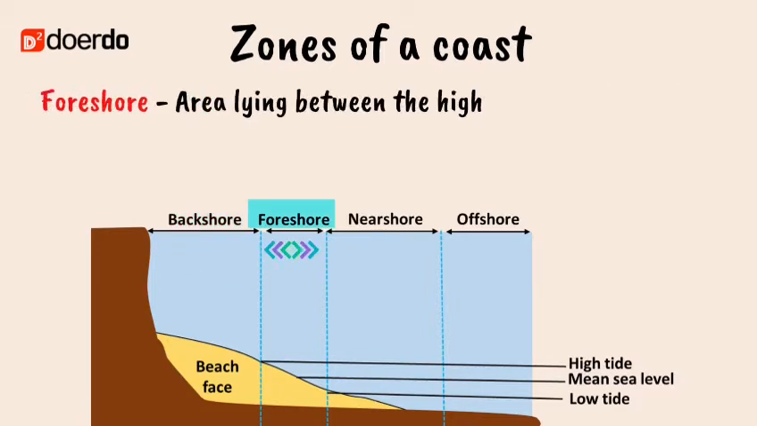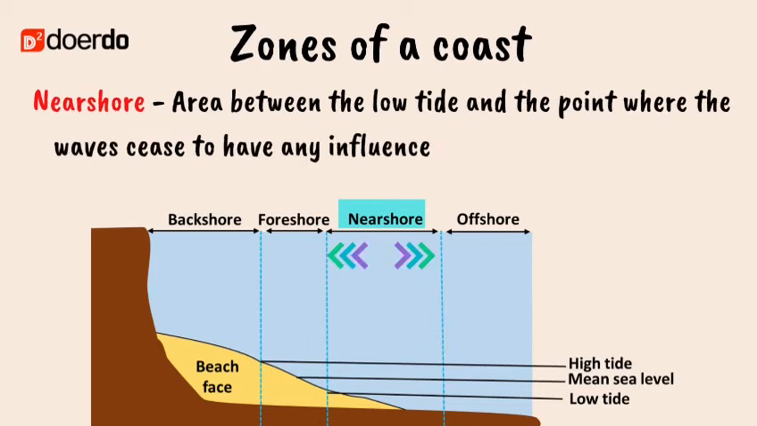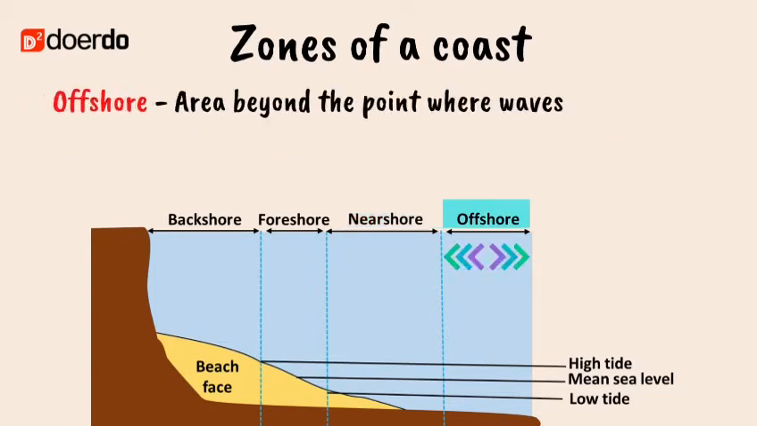Second zone is the foreshore. This is the area lying between the high tide and the low tide. Third zone is the nearshore. This is the area between the low tide and the point where the waves cease to have any influence on the land around them. Fourth and the last is offshore.